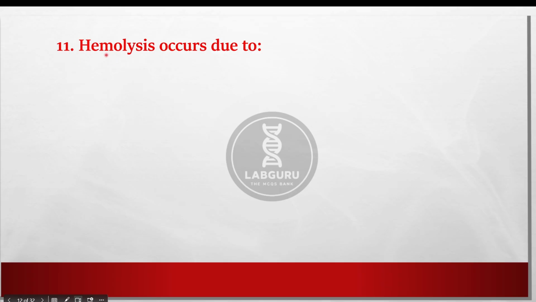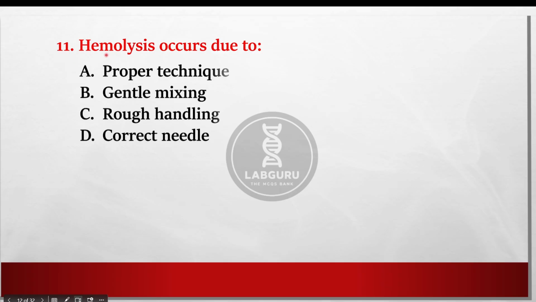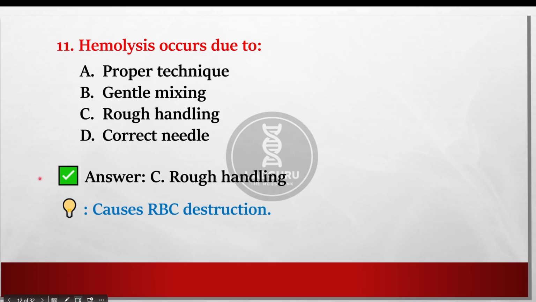Hemolysis occurs due to, what is the reason behind hemolysis? First one is proper technique, option B gentle mixing, option C rough handling, and option D is correct needle. So what is the reason behind hemolysis of a sample? The right answer is rough handling. Rough handling can cause RBC destruction and result in the hemolysis.